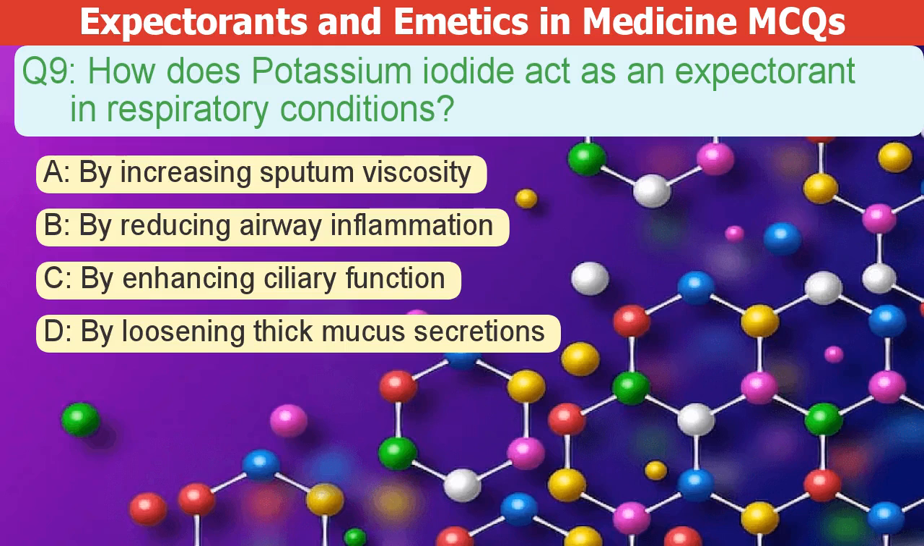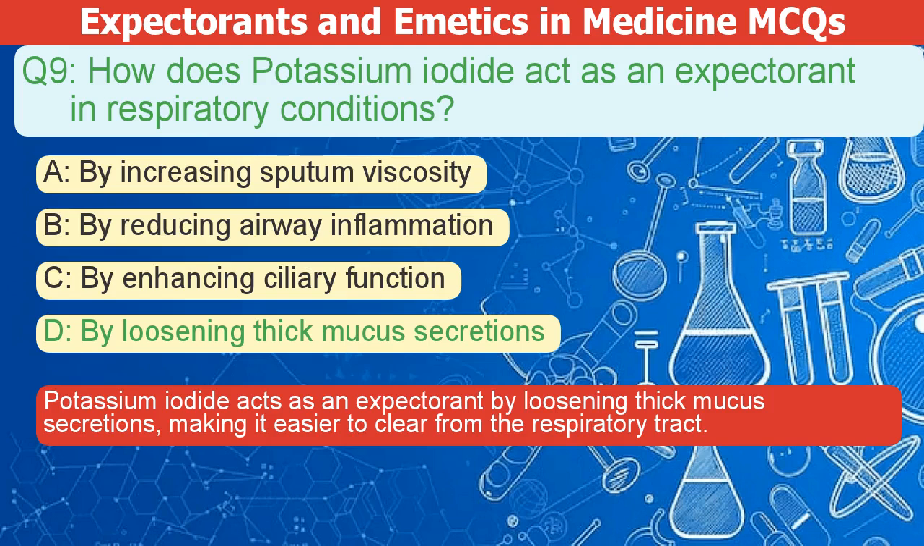How does potassium iodide act as an expectorant in respiratory conditions? A. By increasing sputum viscosity. B. By reducing airway inflammation. C. By enhancing ciliary function. D. By loosening thick mucus secretions. The correct answer is D. Potassium iodide acts as an expectorant by loosening thick mucus secretions, making them easier to clear from the respiratory tract.